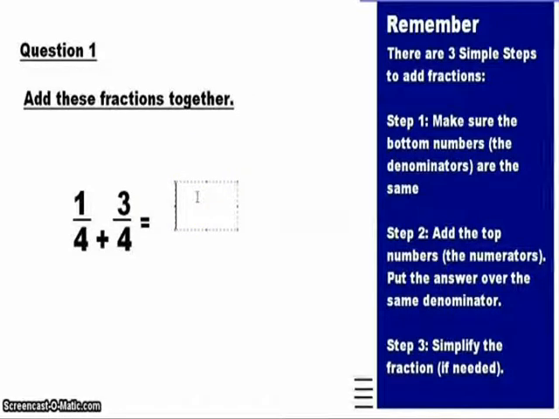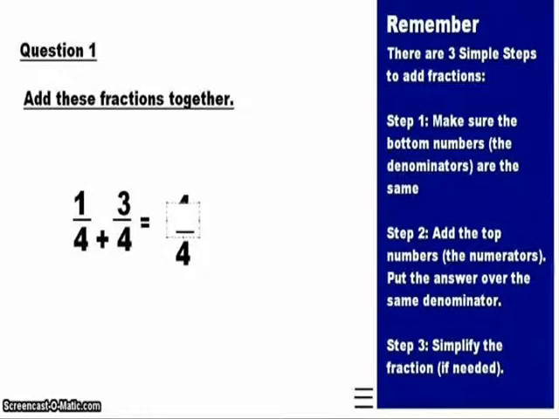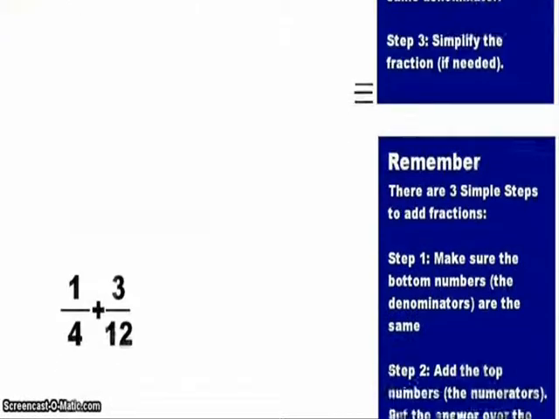Step 2. Add the top numbers, or the numerators. So 3 plus 1 equals 4. The bottom number, 4. And that's our fraction, 4 over 4, or 1, because 4 over 4 is the same number, and that equals 1. Now let's go on to question 2.